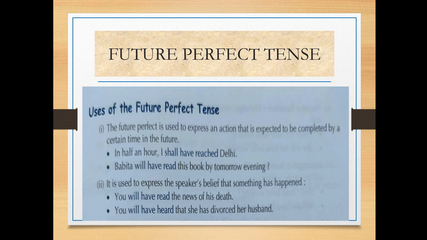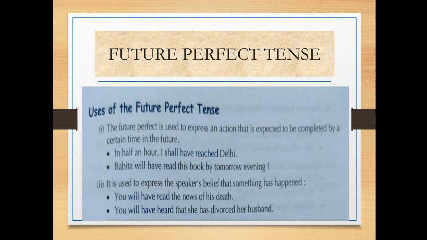Let's see the uses of the future perfect tense. Future perfect tense is used to express an action that is expected to be completed by a certain time in the future. In half an hour, I shall have reached Delhi.